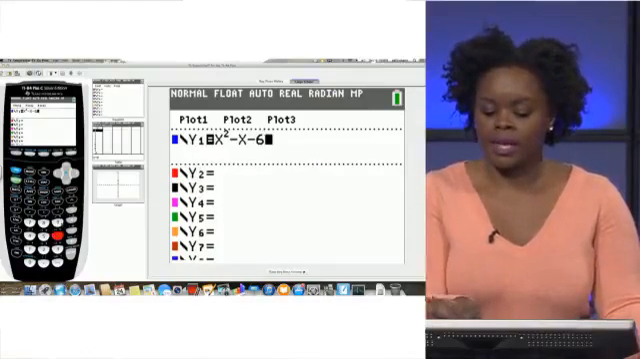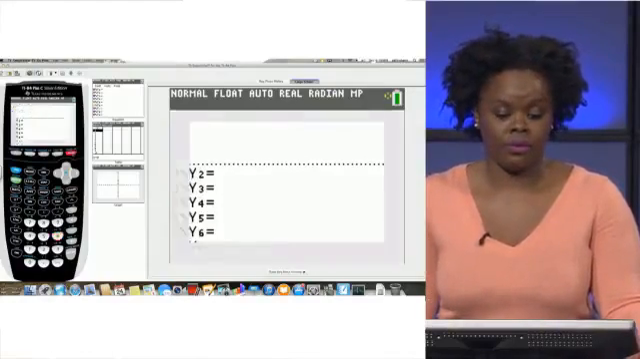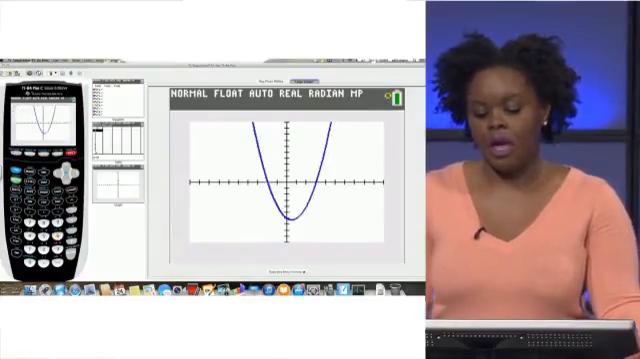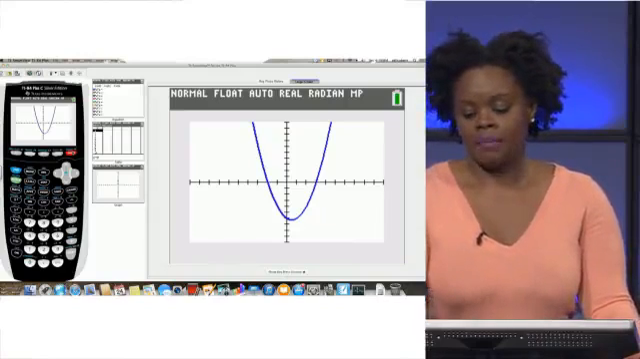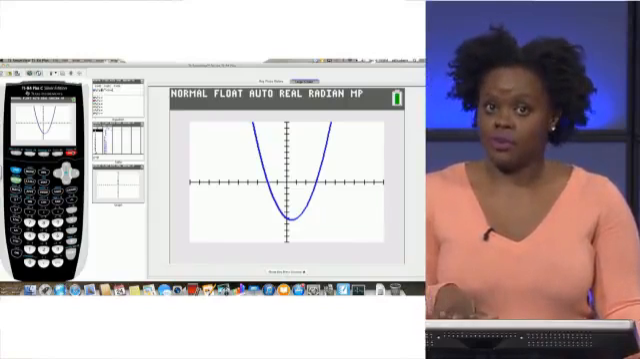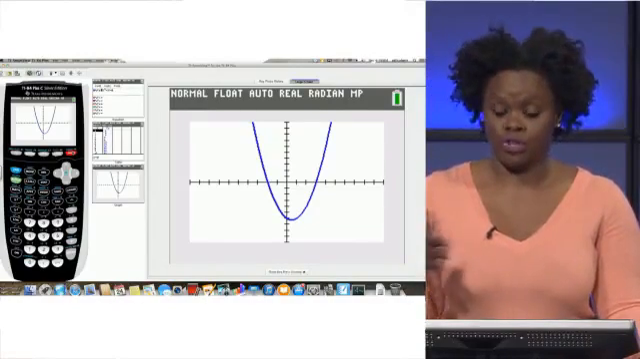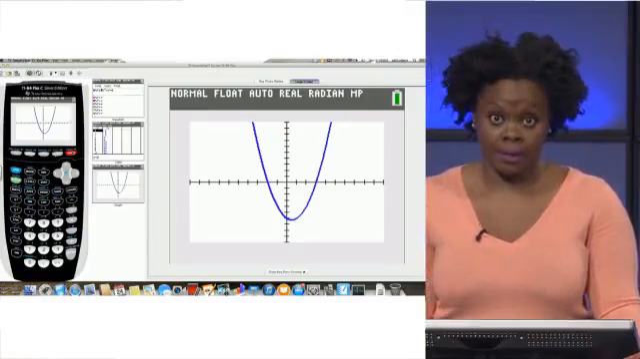Okay, so now that I have that all entered into y1, I'm going to press graph, and let's look at the graph of this trinomial. Okay, so if you look at it, you see it takes the shape of a U. In math, we call that a parabola. And every second degree equation, so any equation where the highest exponent is 2, is always going to graph in the shape of a parabola.